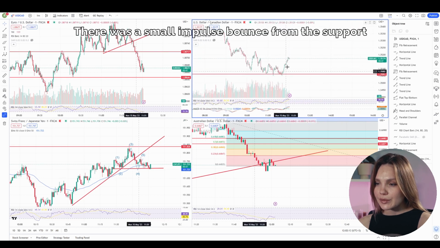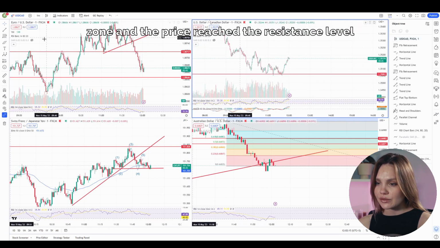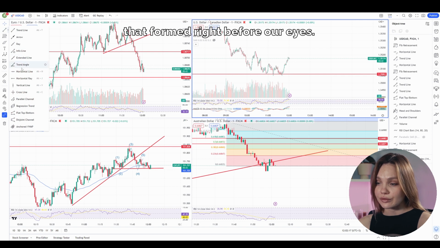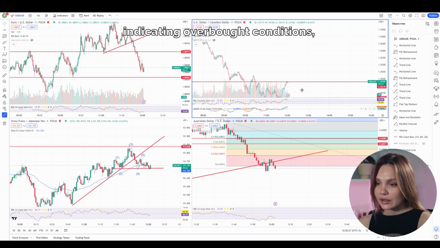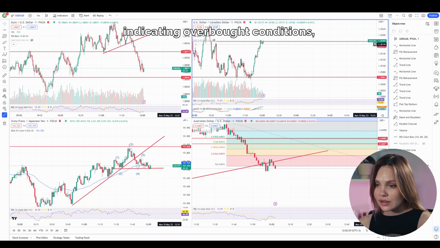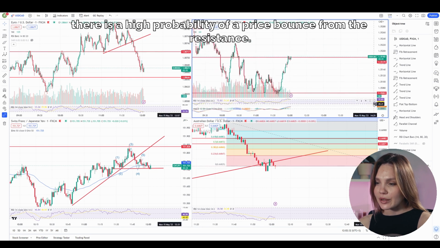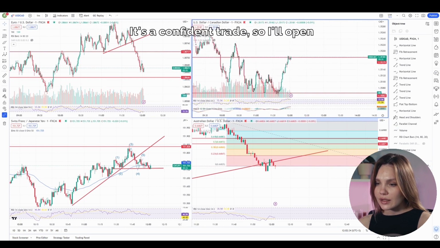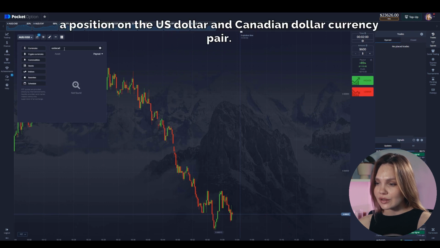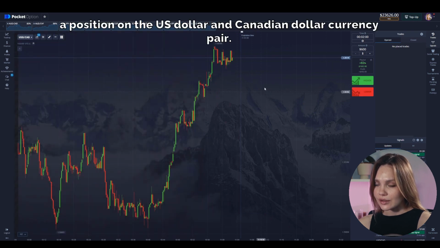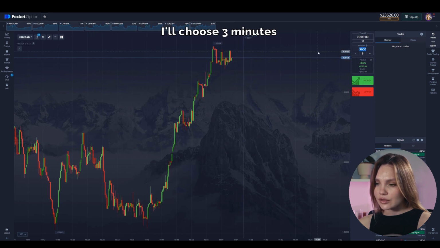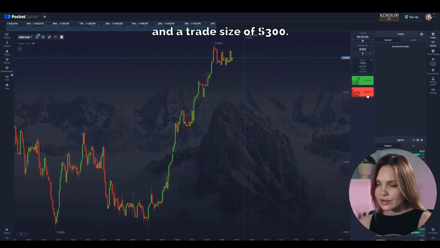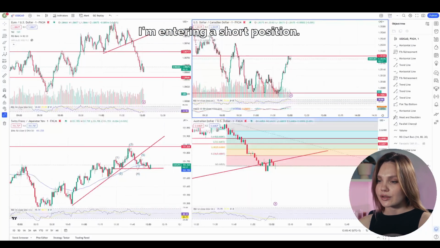There was a small impulse bounce from the support zone and the price reached the resistance level that formed right before our eyes. Considering the overall downtrend and the RSI indicator at level 72, indicating overbought conditions, there is a high probability of a price bounce from the resistance. It's a confident trade, so I'll open a position on the US dollar and Canadian dollar currency pair. I'll choose 3 minutes and a trade size of $300. I'm entering a short position.